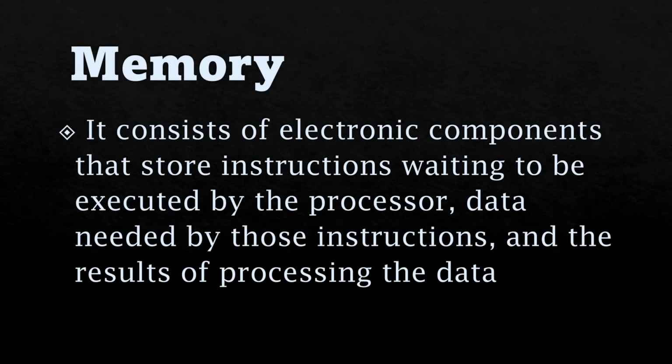And now let's talk about the memory. The memory consists of electronic components that store instructions waiting to be executed by the processor, data needed by those instructions, and the result of processing the data. Memory is a device or system that is used to store information for immediate use in a computer or related computer hardware and digital electronic devices. The term memory is often synonymous with the term primary storage or main memory.